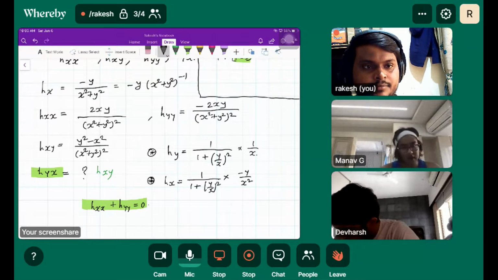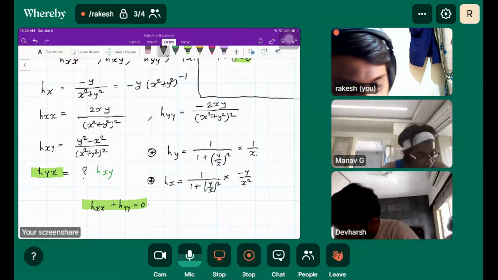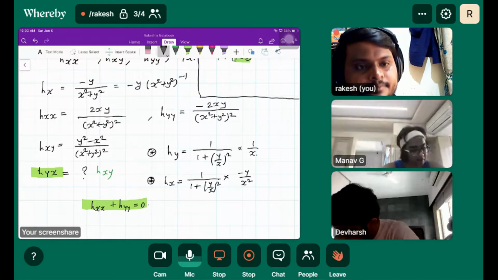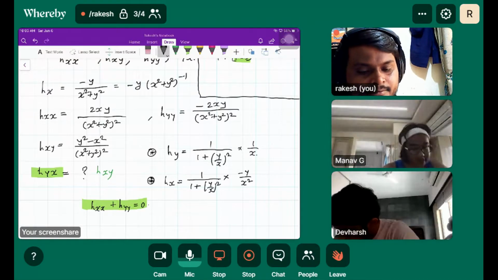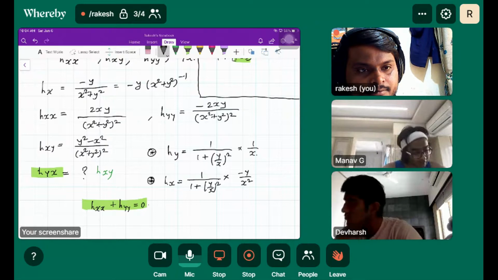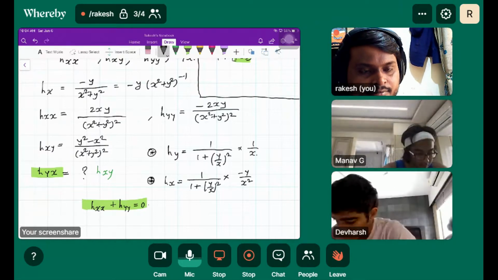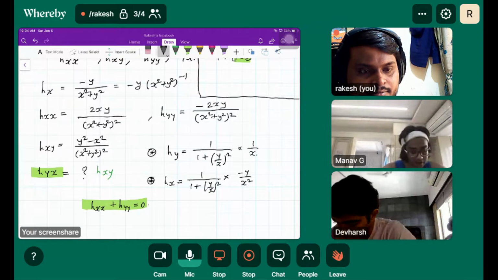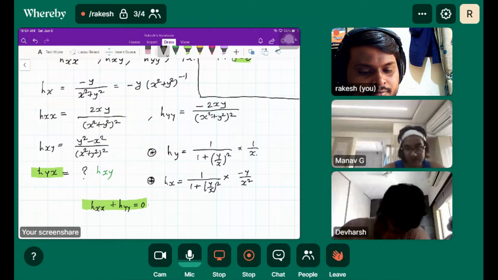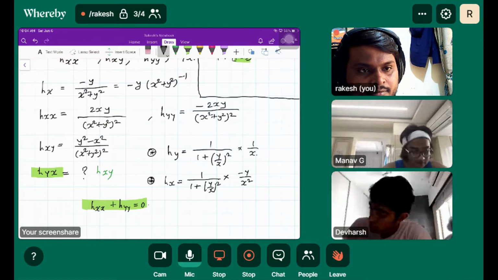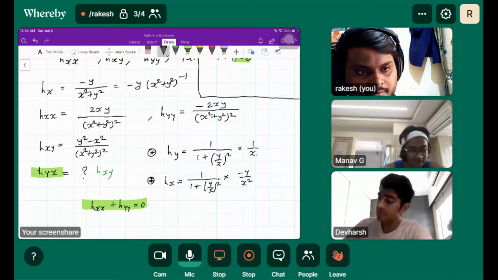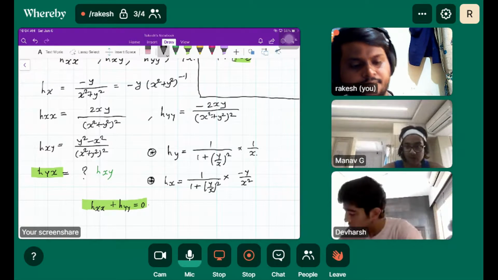So when we do the last part, for either one of them, for h_xy or for h_yx, for example for h_y, we get minus y over x squared plus y squared. That is just h_y. So when we want to do h_yx, the last part is the x part. So we just make that x squared to x in the denominator. That's it.